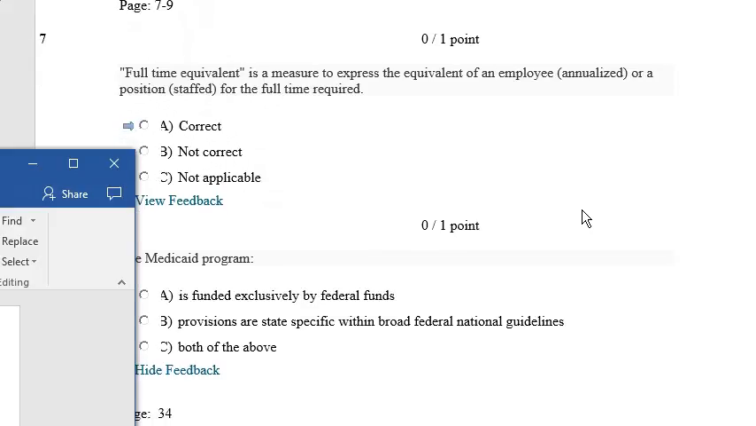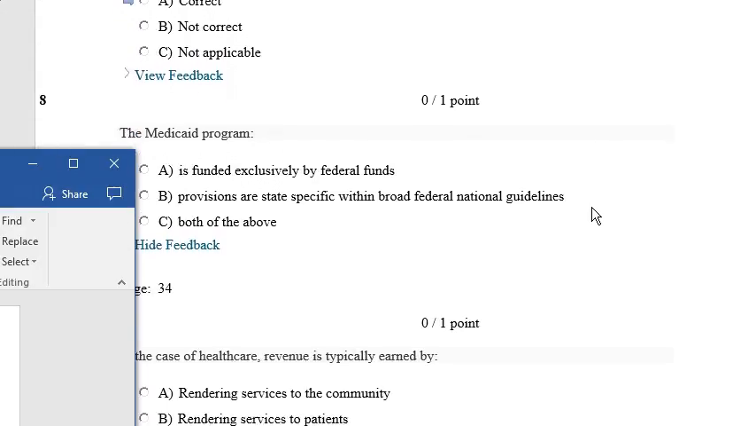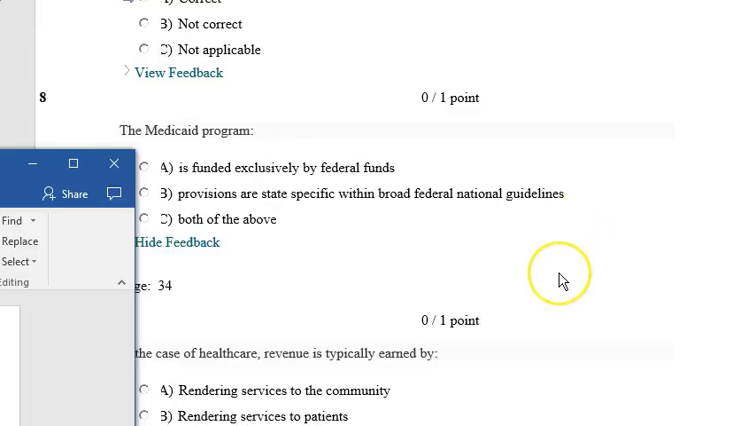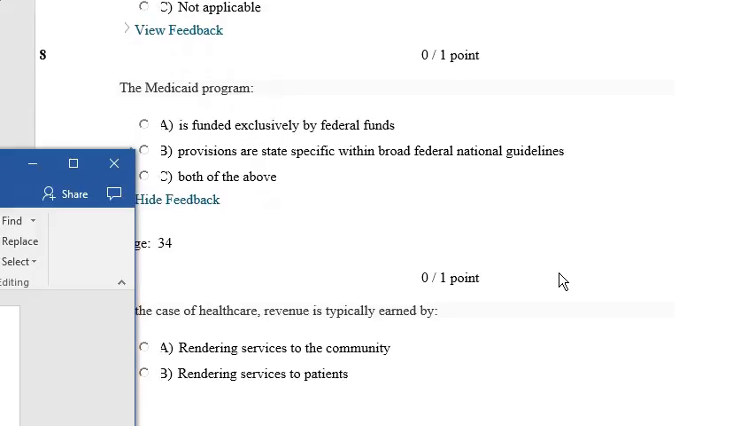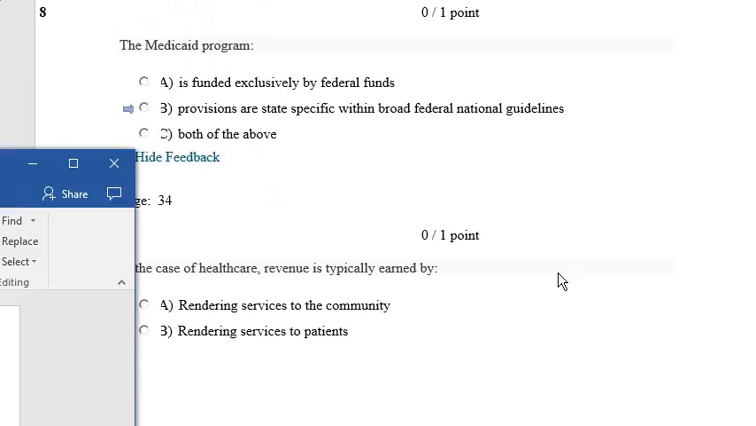Okay, so let's move on. Sorry, missed my scroll here. The Medicaid program is funded exclusively by federal funds. Provisions are state-specific within broad federal national guidelines, or both of the above. Well, if you know a little bit about Medicaid, it is that provisions are kind of state-oriented with those guidelines. So each Medicaid has a state orientation.